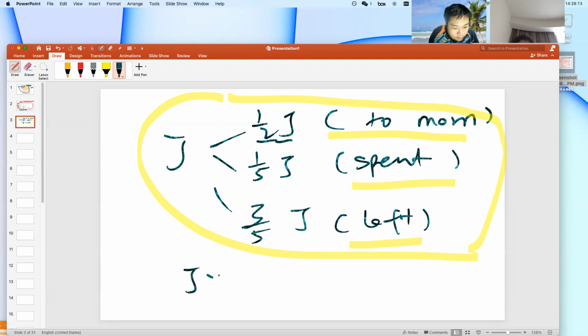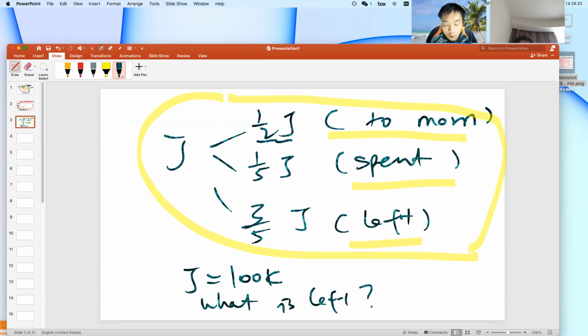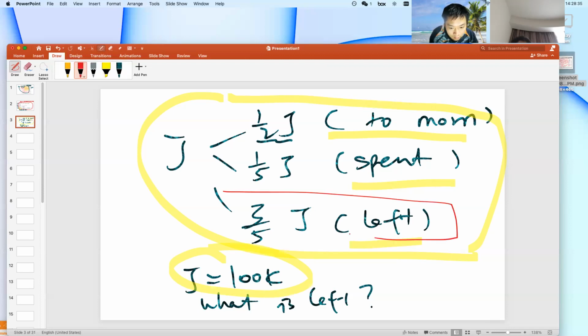I know what J is already. Let's say J happened to be 100K. And then I read the question. Let's say the question asks what is left. You know what I will do? I will not stop here because clearly, the left is this component. So I will continue to find out 3/5 times 100K to find out what is left. I will not stop at J equals 100K.